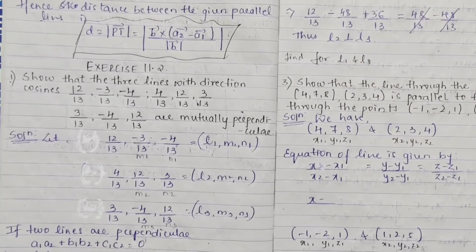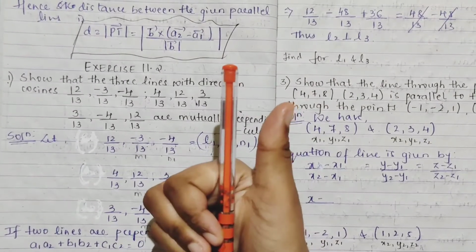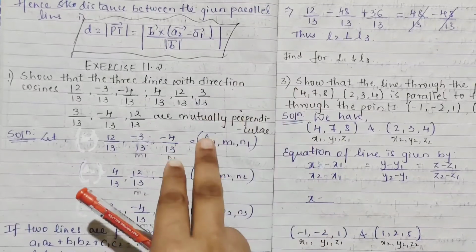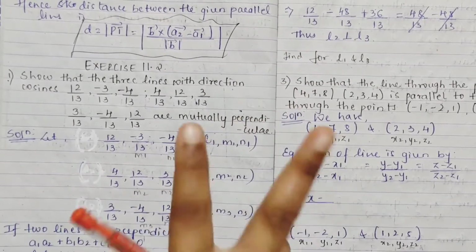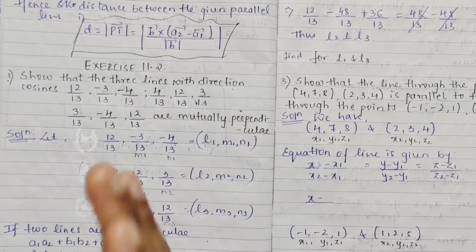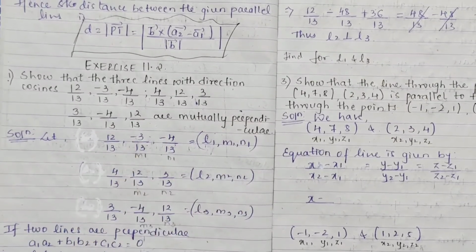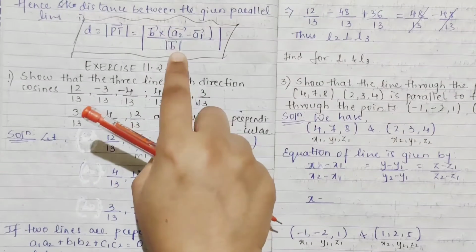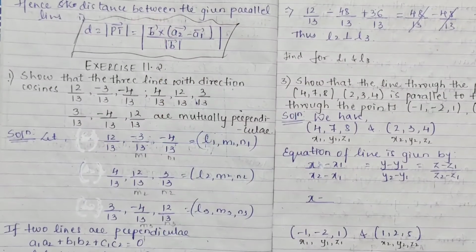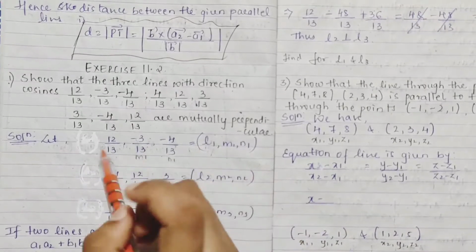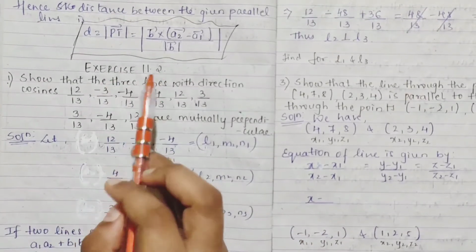I hope you all have understood your equation of line. Remember your vector form and Cartesian form, for both through a point and a vector, and through two given points. Same for the shortest distance: remember, you have the cross product for your skew lines and the vector product for your parallel lines. Remember all of that.